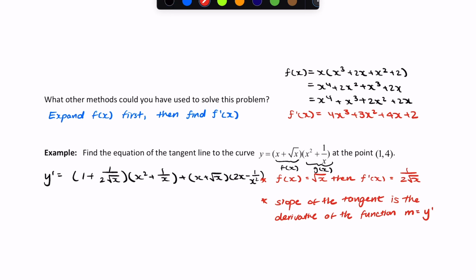Okay, so when we're looking at the slope, we really don't need to simplify the expression. So here we do not need to simplify the expression. We just need to evaluate. So just evaluate at the given x value.